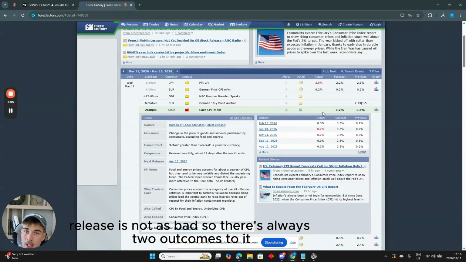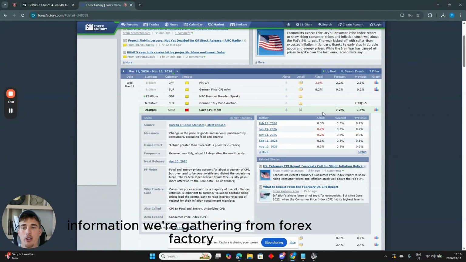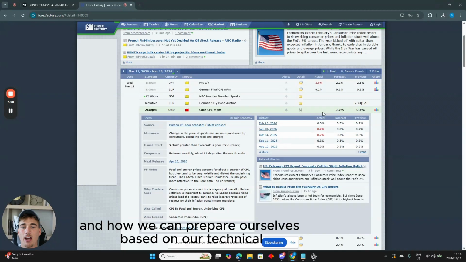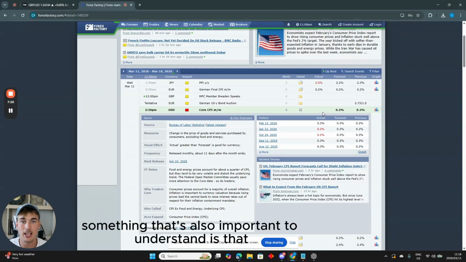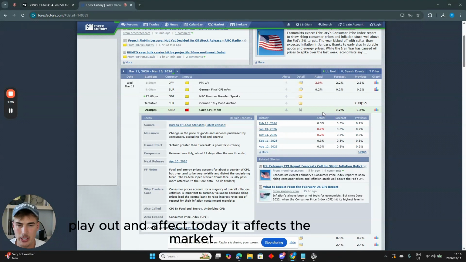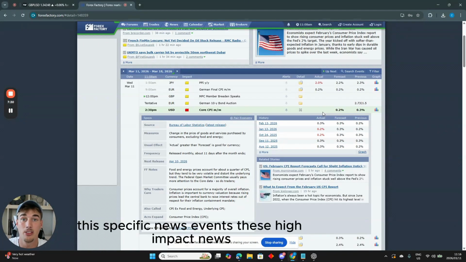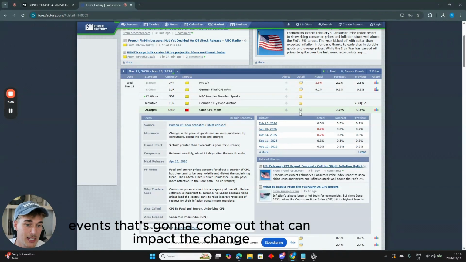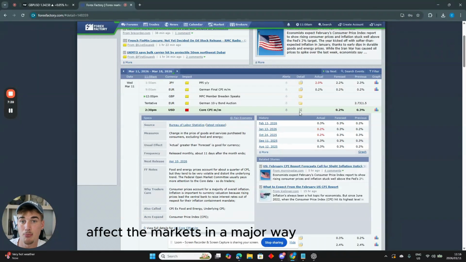So there are always two outcomes, but we've got to take into account what information we're gathering from Forex Factory and how we can prepare ourselves based on our technical analysis and the trades that we're going to be developing. Something that's also important to understand is that this does not just play out and affect today. It affects the market for the rest of the day, for the rest of the week, for the rest of the month. Of course, there are different news events that come out that can change things, but this high impact news is definitely going to affect the markets in a major way.